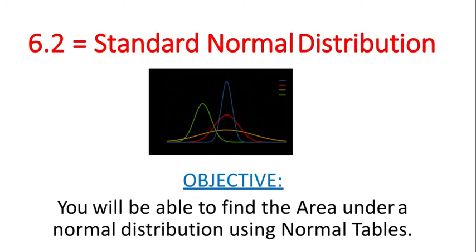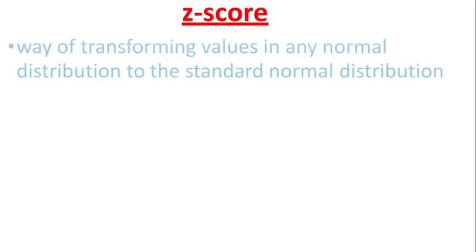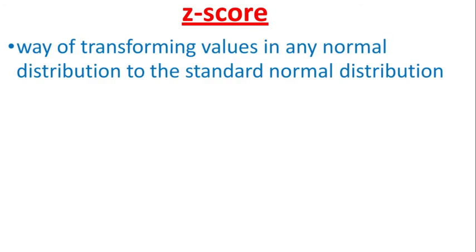So we're going to dive into that in a few minutes here, but I want to start by just doing a little recap. So first of all, a z-score. You did a Delta Math on this. There was a video on this as well. But basically a z-score is a way that you can transform values in any normal distribution to what we call the standard normal distribution.